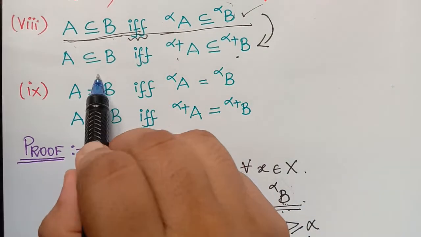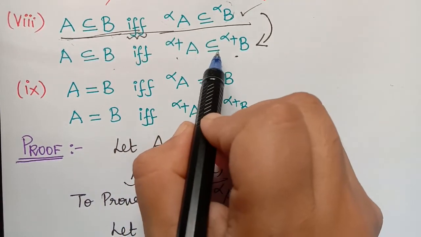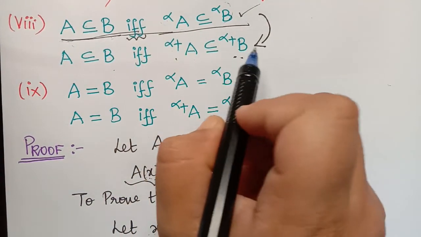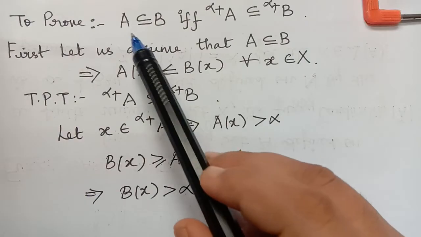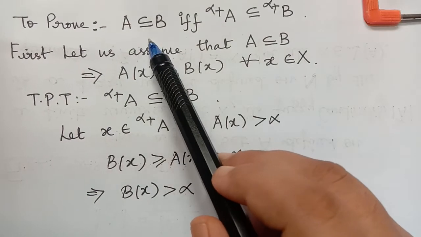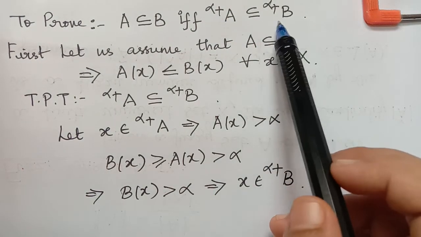That is, A is a subset of B if and only if the strong alpha cut of A is a subset of the strong alpha cut of B. So I will just show you the proof of that. Now first let us assume that A is a subset of B, and we shall prove that the strong alpha cut of A is a subset of the strong alpha cut of B.